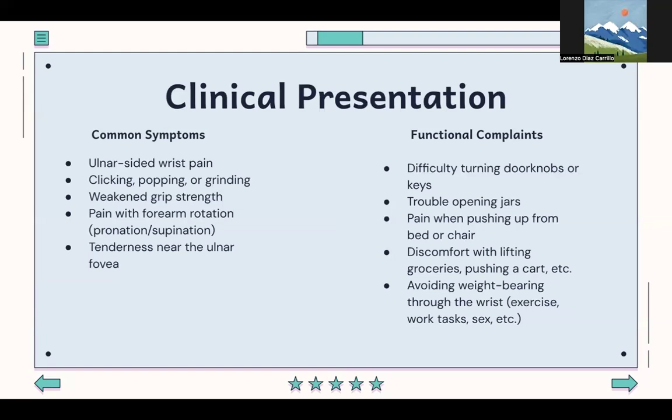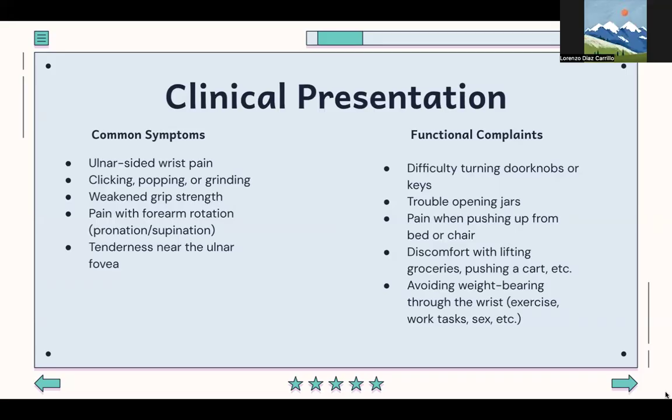A very common functional sign is weakened grip. Clients might say that their hand doesn't feel strong anymore, or they can't really trust it when lifting heavy things. Grip can be especially reduced when the wrist is in ulnar deviation or in rotation as well. And so when it comes to daily function, you'll hear complaints that involve ulnar and radial deviation and forearm rotation in general. So specifically that supination and pronation.